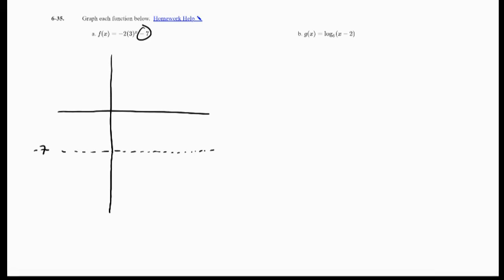Now I'm going to choose a couple of x and y values to plot here. The first x value I'm going to choose is 0, because when I plug 0 into this exponent, 3 to the power of 0 is 1. 1 times -2 is -2. -2 minus 7 is -9. So (0, -9) is my first point. And we notice it's below that horizontal asymptote, which makes sense because it's a negative exponential function.